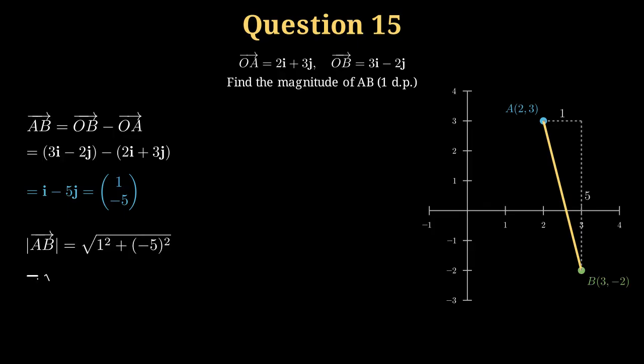The magnitude comes from Pythagoras, the square root of the x part squared plus the y part squared. That's the square root of 1 squared plus (-5) squared, which is the square root of 1 plus 25, the square root of 26. That's about 5.1. Well done. That's question 15 complete.